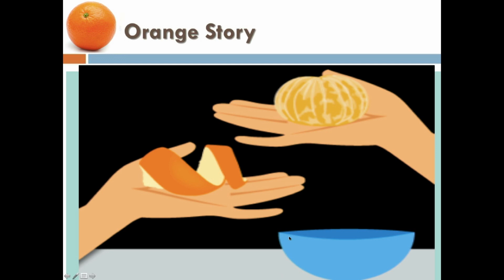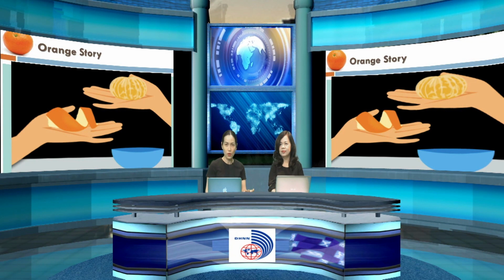All right? So she gave the fruit flesh to the girl who wants to make the orange juice. And then she gave the peel of the orange to the girl who wants to make the orange cake. All right? So in this case, both sisters are quite happy. They get what they want.